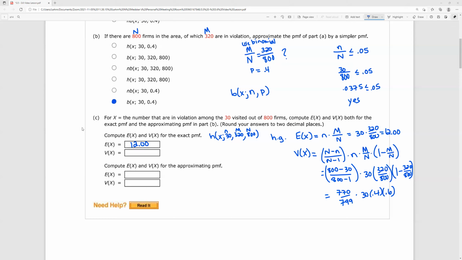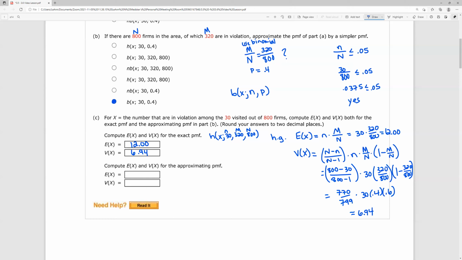So we have 770 divided by 799 times 30 times 0.4 times 0.6. I'm just doing that on my calculator. That comes out to about 6.938, which would round up to 6.94. So 6.94. So that's using the exact model, the hypergeometric.